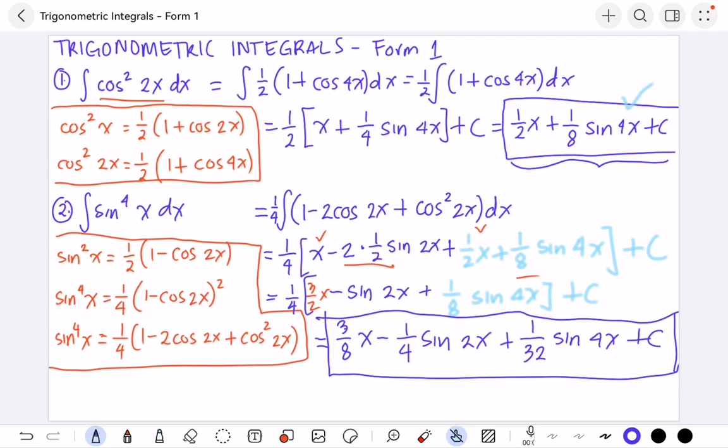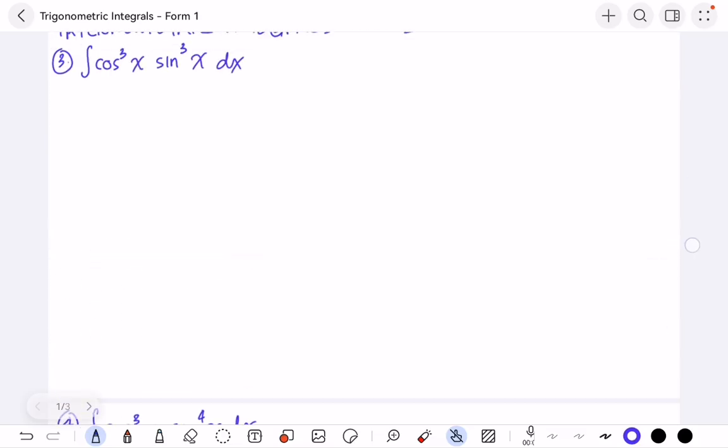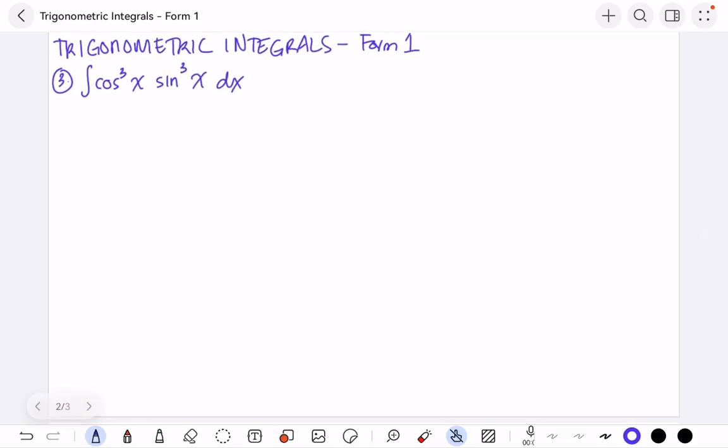Hello everyone. Let us look at more examples for Form 1. So let us do the integral of cosine cube x sine cube x dx. As you notice, both the exponents of cosine and sine are odd. So we can just choose between the two which one we will factor out, so we can reserve it for our du.